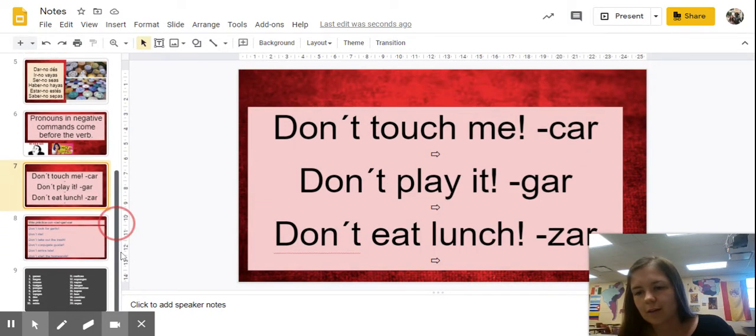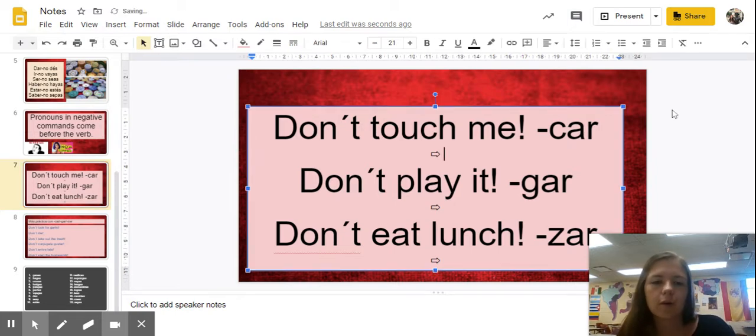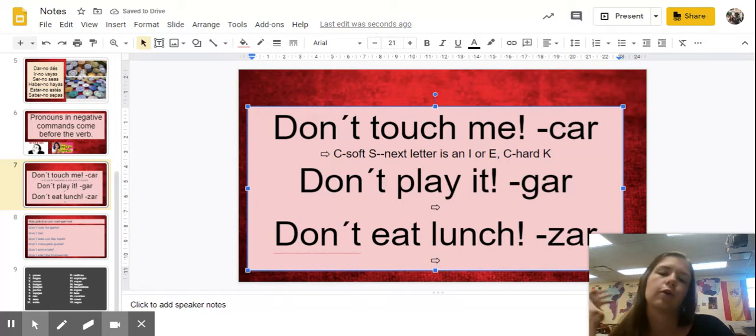Another topic with negative commands that you need to be aware of when conjugating is car, gar, zar verbs. So in Spanish 1, you learned that a letter like C can be soft, like the S sound, or a C can be hard, like a K sound. Most of the time in Spanish, C is going to be hard, except when the next letter is an I or E, that's when it's going to make that soft sound. And when you conjugate any verb in Spanish or really in any Romance language for that matter, you want to keep that same sound everywhere.